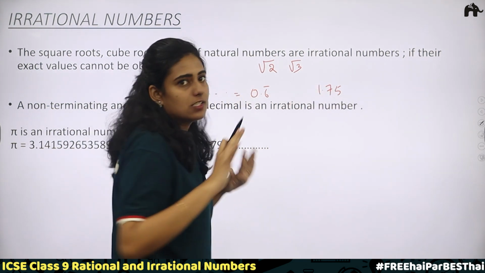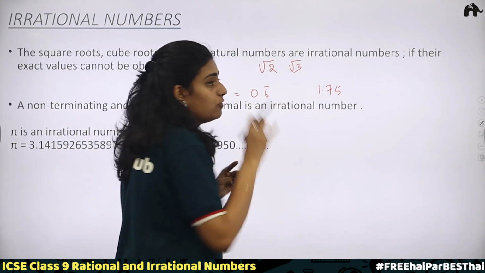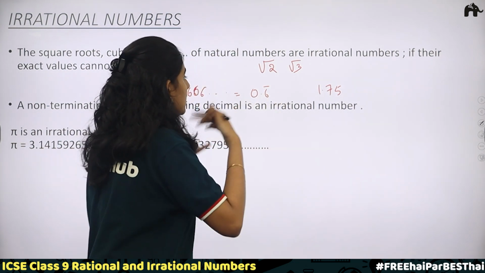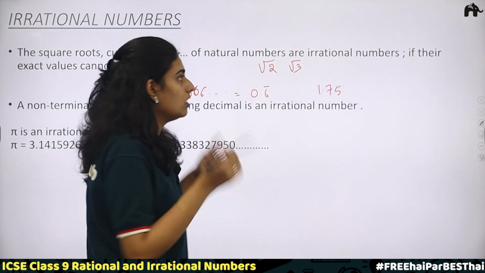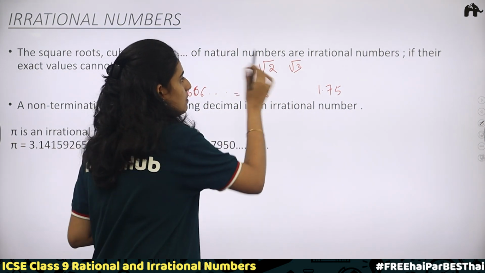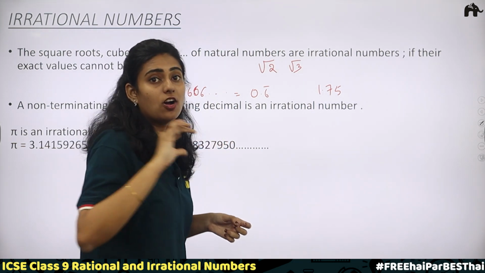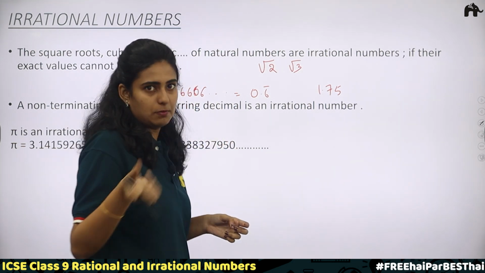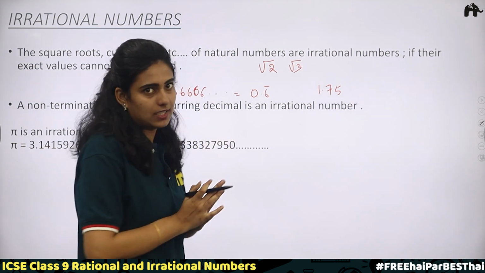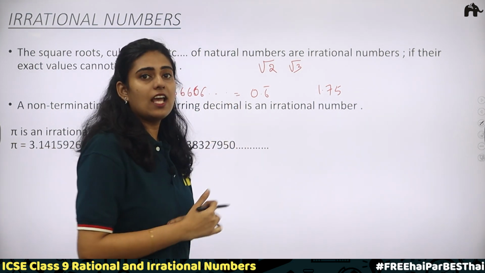If a number doesn't stop, that is, on dividing, when you find the decimal expansion, it is neither repeating nor terminating, we call it an irrational number. So when you take the decimal expansion of root 2, root 3, etc., you will get a non-terminating, non-repeating number. The decimal expansion will be like that. So in that case, we call it an irrational number.